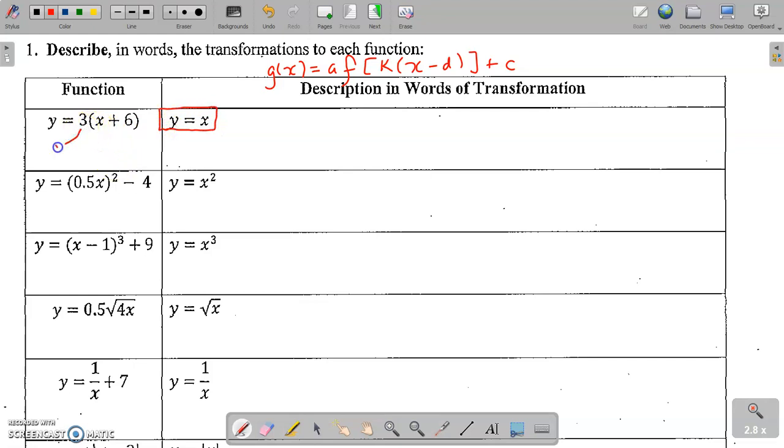Then we can see that the 3 is our a value and the 6 is our d value. So we've got a equals 3 and d equals minus 6. In terms of words, we've got a vertical stretch by a factor of 3, and we have a shift to the left by 6 units.